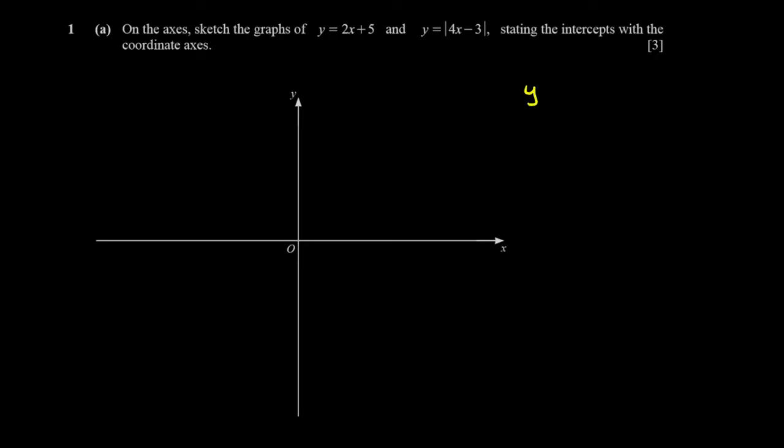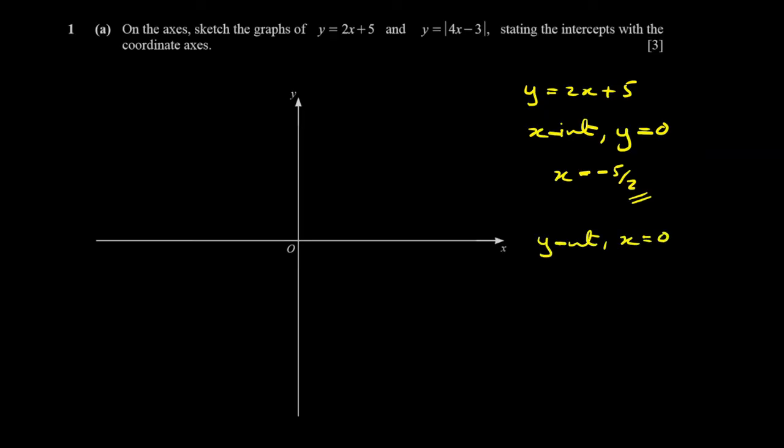So if we've got y is equal to 2x plus 5, we want to find the x-intercept and the y-intercept of that. The x-intercept is when y is equal to 0, right? The reason for that is on the x-axis, the y-coordinate is always equal to 0. And if we set that equal to 0, then we're going to get x is equal to negative 5 upon 2, okay? And the y-intercept is when x is equal to 0. And the reason for that is everywhere on the y-axis, the x-coordinate is 0. And so we're going to get y is equal to 5, okay? So that's the x-intercept and the y-intercept for that function.